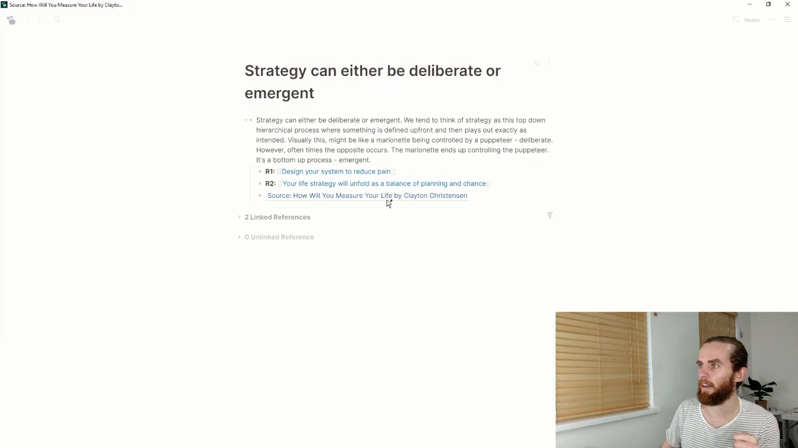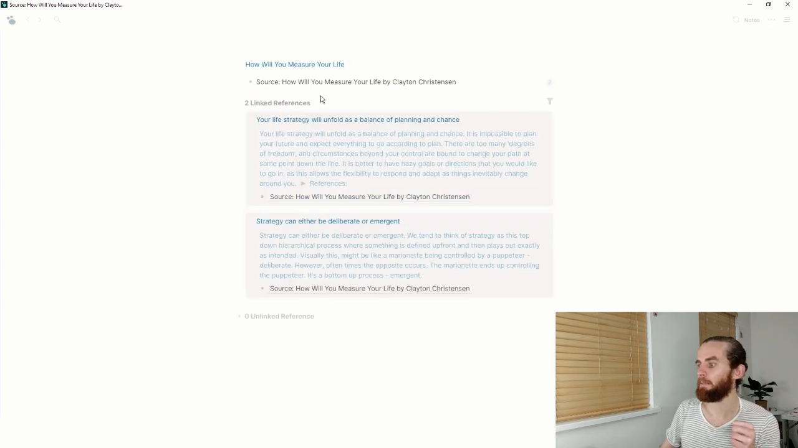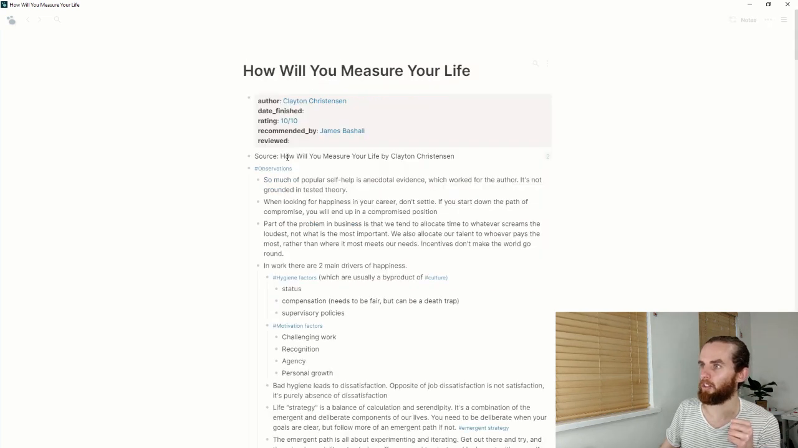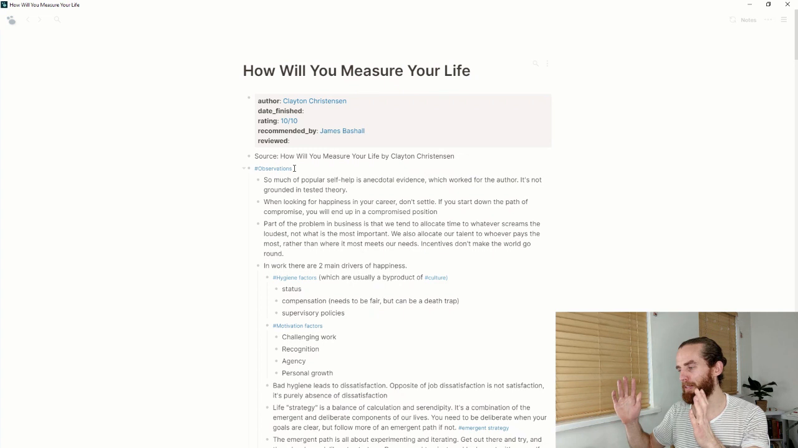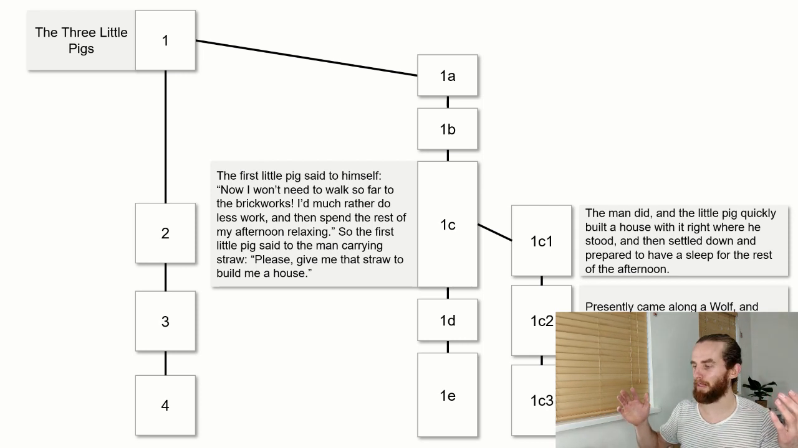If I go there and I click there, it takes me to how will you measure your life, where I've created the source block here that will then allow me to reference it elsewhere without the direct link. So maybe a little bit too detailed. Hope that helps someone. Looking at my fake examples, let's first remember the story of the three little pigs, which had this branching sequence down.